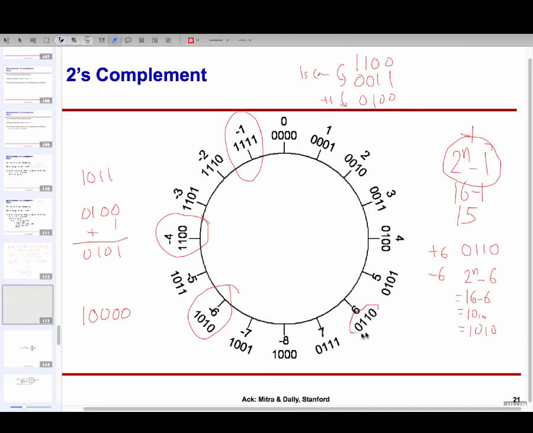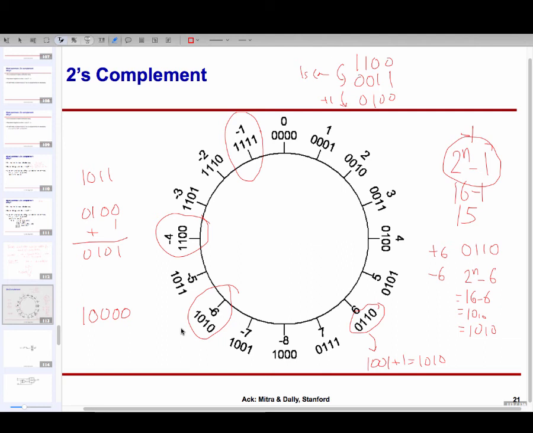I take this number to find out what minus 6 would be. I subtract it from 2 to the power n. 2 to the power n is 1 followed by 4 zeros. That's the number 16, which is the same as 15 plus 1. I invert this number, because subtracting 0, 1, 1, 0 from 1, 1, 1, 1 is basically inverting each bit individually. So I get 1, 0, 0, 1, and then we add 1 to it, which gets us 1, 0, 1, 0. So that's what we get out here. And you can systematically map it for everything. These bit patterns, which start with 1, correspond to negative numbers.